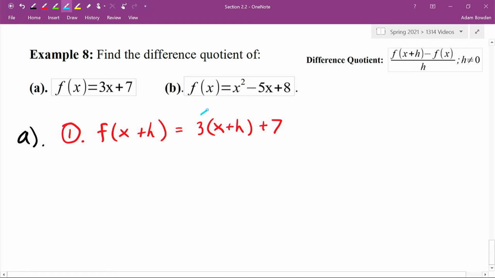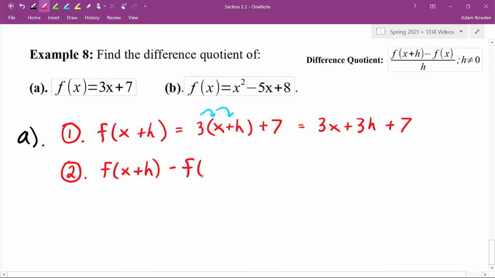Often we'll go ahead and distribute the 3 into the parentheses here. So that would make it look like 3x plus 3h plus 7. That's our first step. Our second step is to do f of x plus h minus f of x.